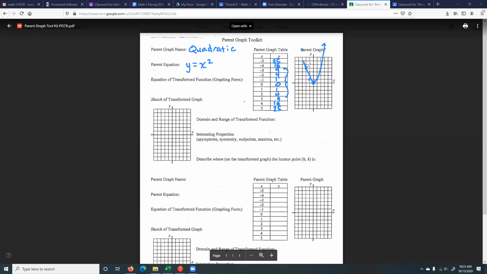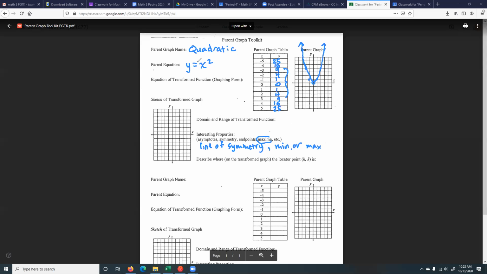Pen is not working so well there. There we go. Okay, does this have symmetry? Absolutely, it has symmetry. It has a line of symmetry, so we can write an equation for that line of symmetry. It has a maximum or minimum. Yes, this has a minimum right here. It's a min or max depending on if it's up or down. So right here, this is a minimum.